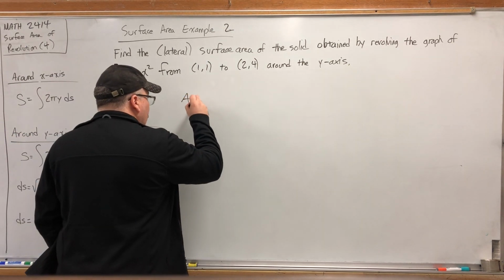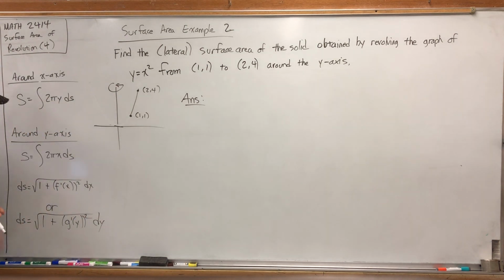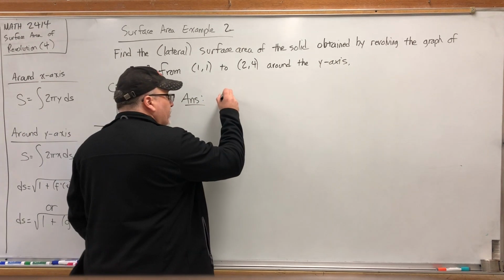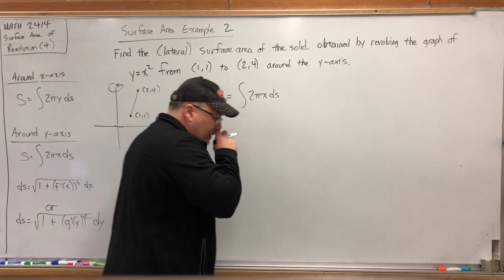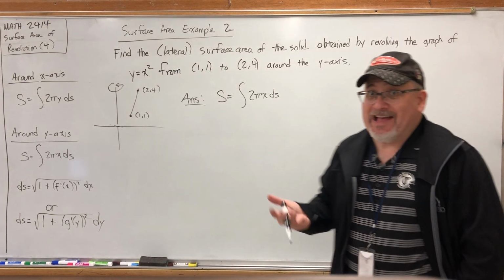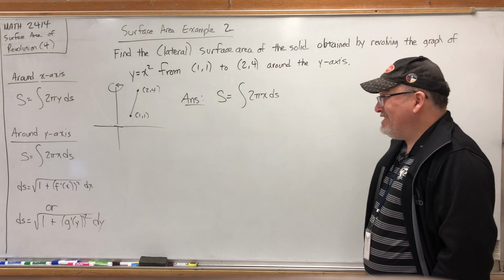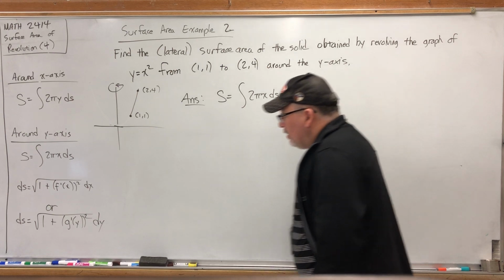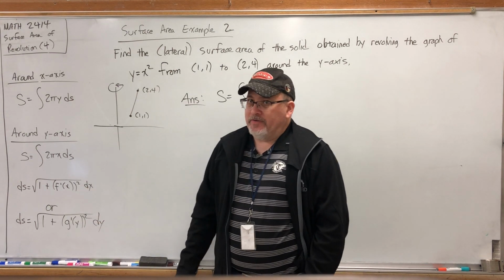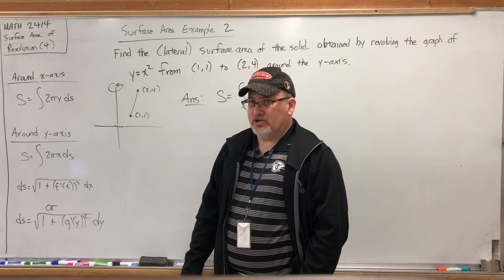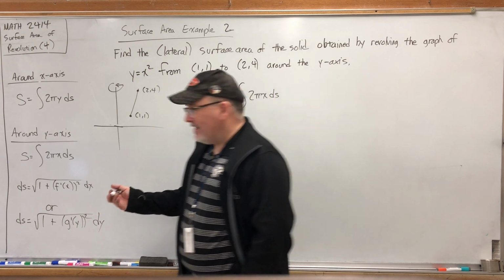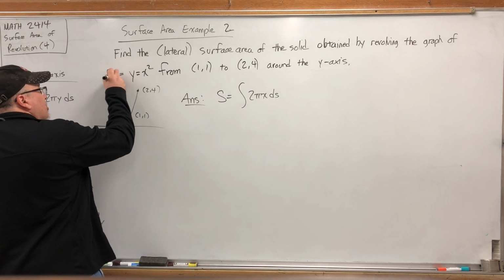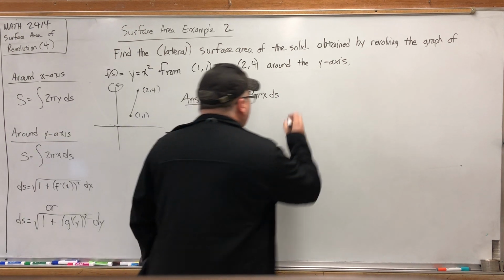Well, when we rotate around the y-axis, we're going to set up the integral of 2 pi x ds. So let's start there. Integral 2 pi x ds. And again, notice I didn't put the limits of integration because I have not yet decided whether I'm going to do this as a dx integral or a dy integral. That decision is driven by whether your equation is a function of x or a function of y. Since this says y equals x squared, y is a function of x, so we can call this f of x, which means we're going to do a dx integral.